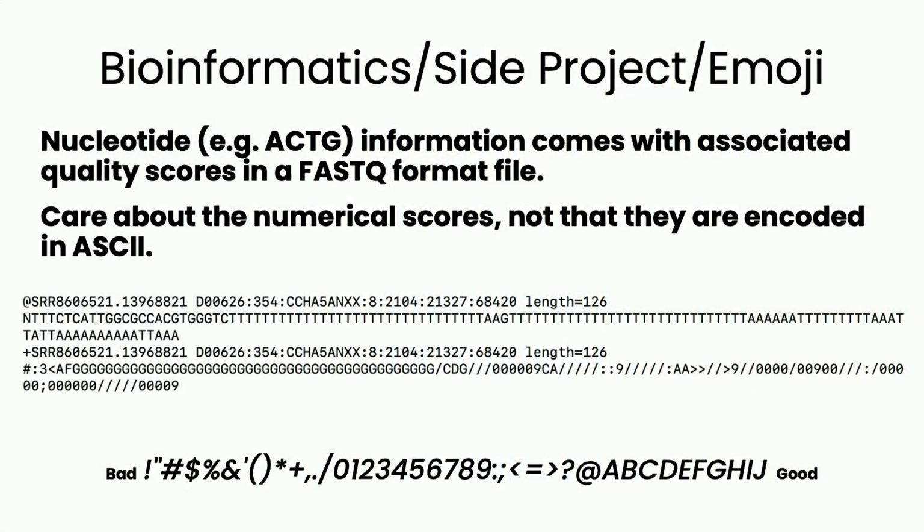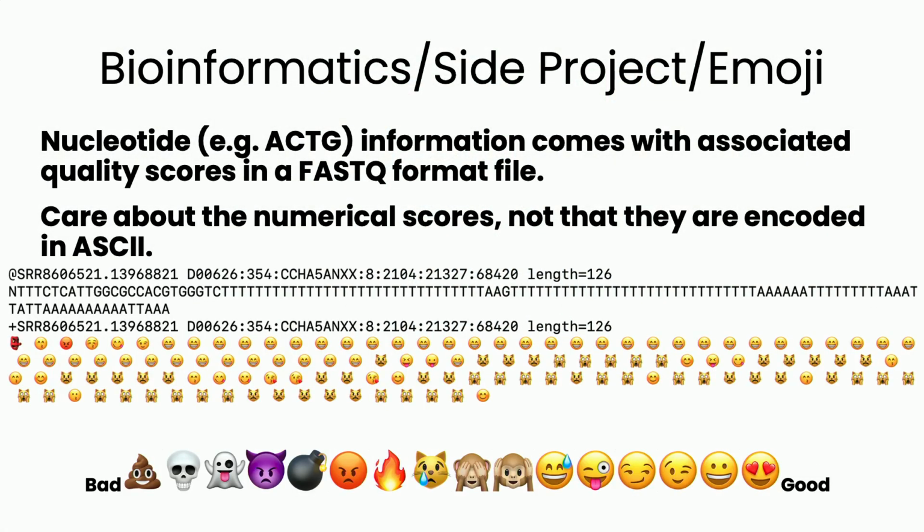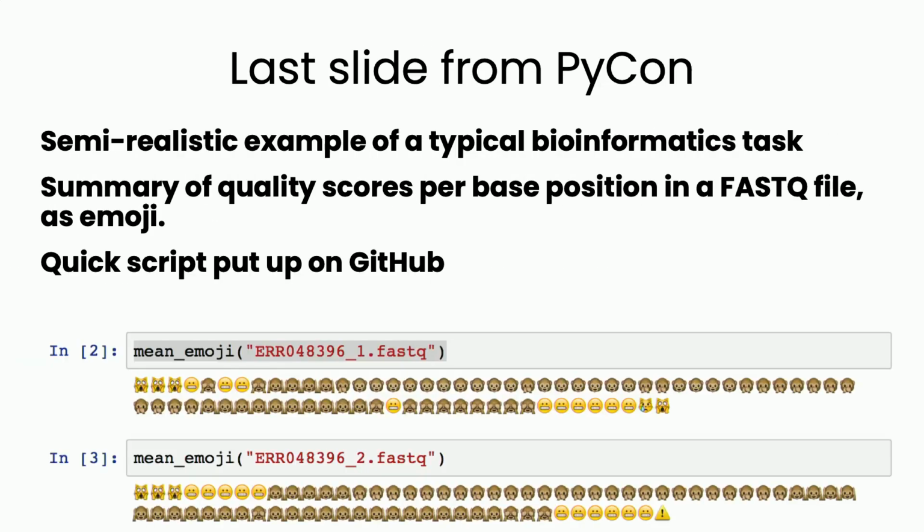So what could I do? I did one more thing. At the very end of my talk, I talked about how we encode these qualities in ASCII values, but that's pretty arbitrary, right? So why don't we encode those values with emoji? And on the very, very last slide, I said, well, this is a typical example, the equivalent of FastQC. Let's just summarize it there.